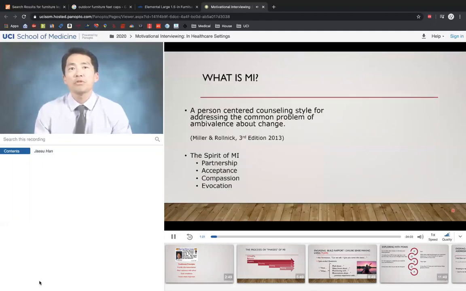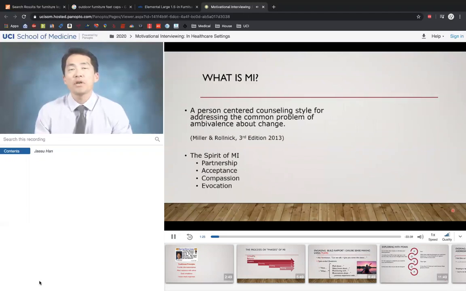So let's start with just asking, what is MI? There are a number of different definitions, but I like this very brief one. It is a patient-centered counseling style for addressing the common problem of ambivalence about change. So ambivalence, of course, is having arguments for and against doing something and having that at the same time. And this is actually a very common experience that everyone has.